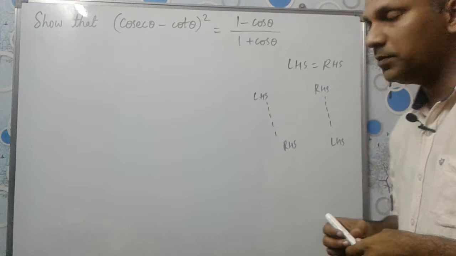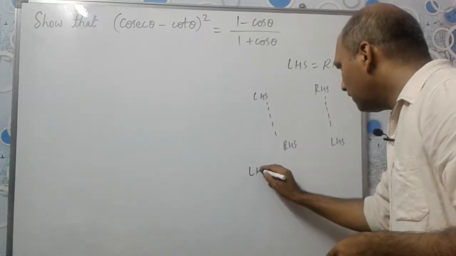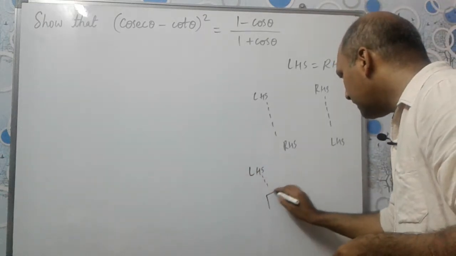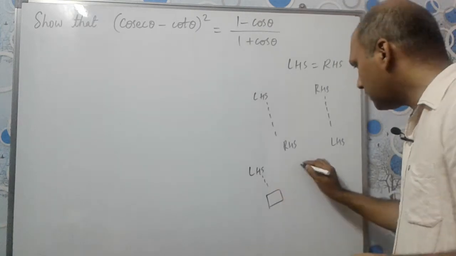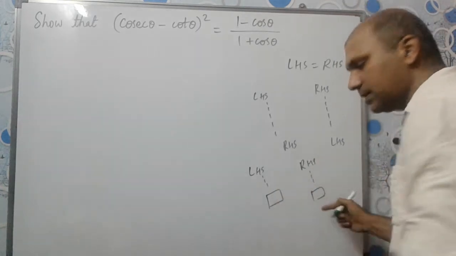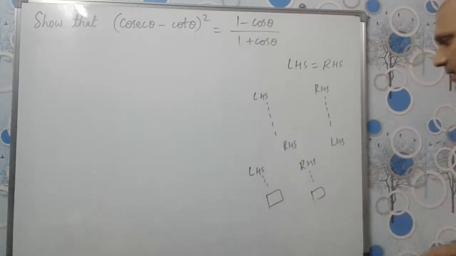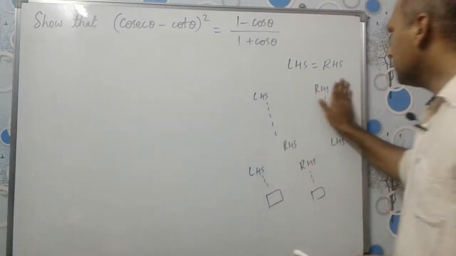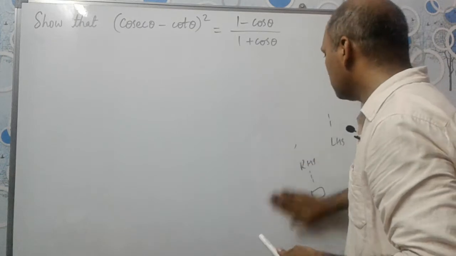What will be the third method? We can take LHS and derive one answer, and take RHS and derive a similar answer. So we can say LHS and RHS are equal. These are the three methods of solving show that and prove that problems.